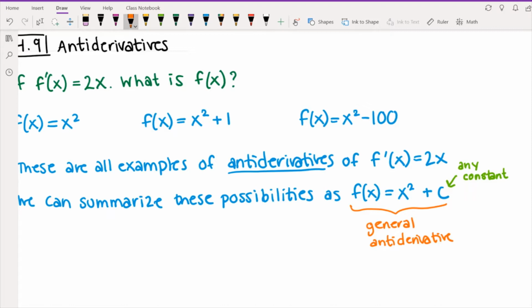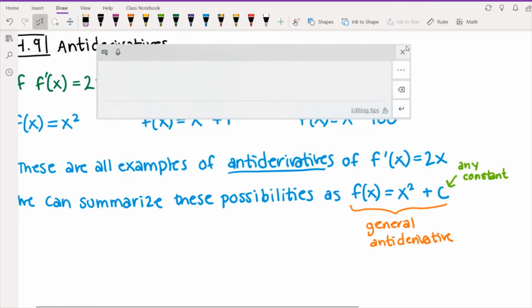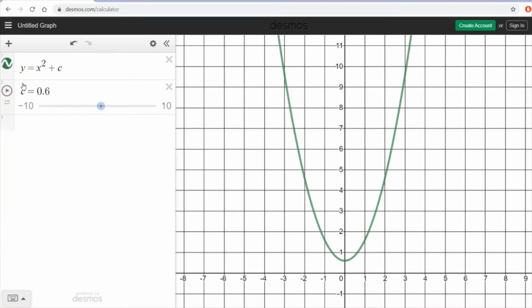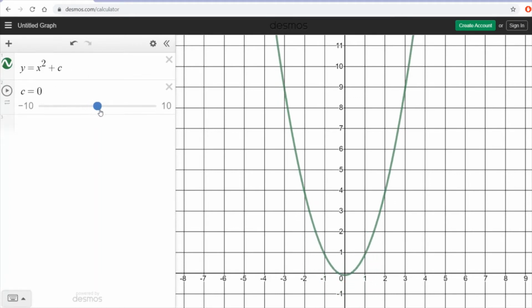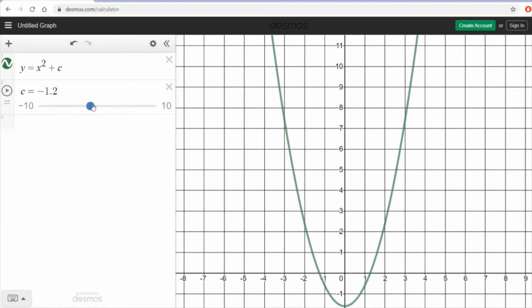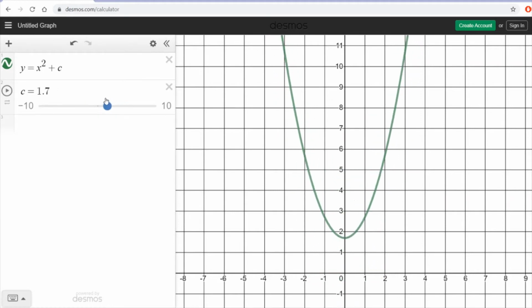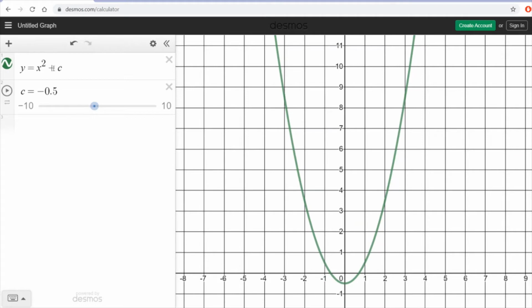So I just want to visually kind of give you an idea of what we're looking at here. So when we say plus c, so x squared plus c, I typed this into Desmos and I added c as a slider so that I could change the values of c. And we can see that no matter what number c is, the graph is shifting up and down, but the shape of the graph isn't changing. And so it kind of makes sense that you can always add on plus c to any function and you're not going to change its derivative. And so if you're trying to find an antiderivative, that's why you can always include this plus c, because it's just not going to affect the shape of the graph, and the shape of the graph is what dictates its derivative.